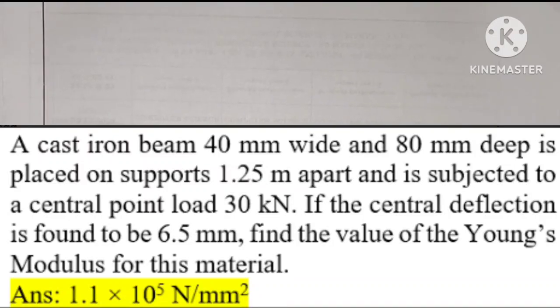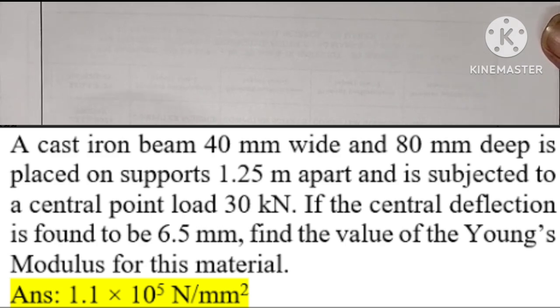A cast iron beam 40 mm wide and 80 mm deep is placed on supports 1.25 meters apart and is subjected to a central point load of 30,000 Newton. If the central deflection is found to be 6.5 mm, find the value of Young's modulus for the material.